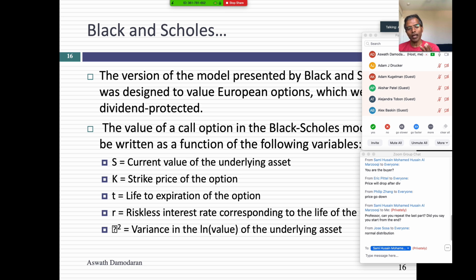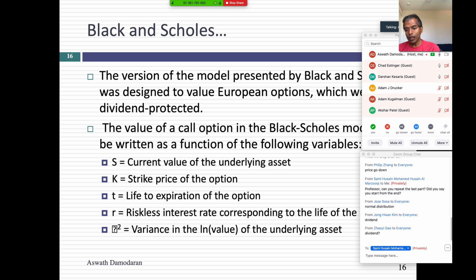S, the value of the underlying asset. K, which is the strike price of the option. T, which is the life of the option. R, which is the riskless rate. And sigma squared. Don't ask me why sigma becomes squared, which is a variance. S, K, T, R, and sigma. What's the missing variable? What am I missing in the original Black-Scholes?